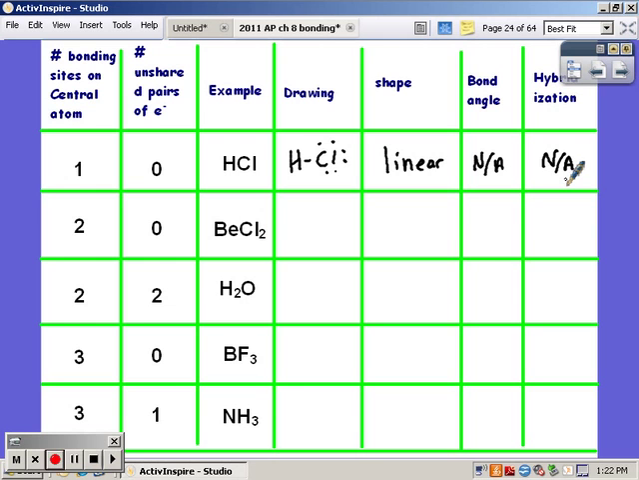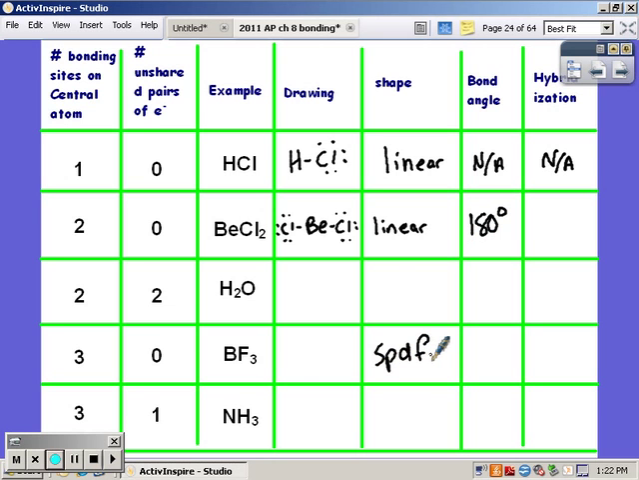If you have two bonding sites and no unshared pairs of electrons or lone pairs on the central atom, such as beryllium chloride, then it's also going to be linear. But beryllium, being our central atom, is our pivot point, and the farthest those chlorines can be from each other is 180 degrees.